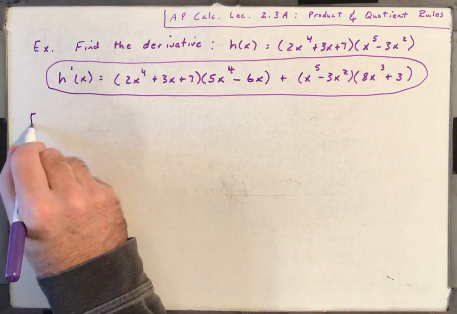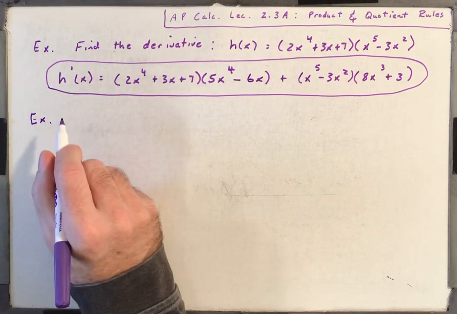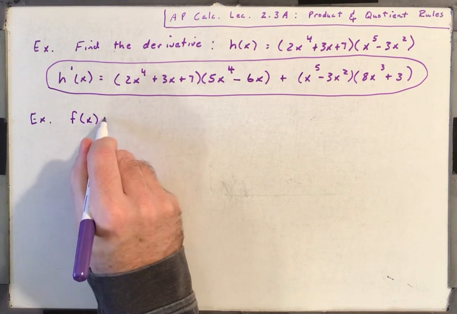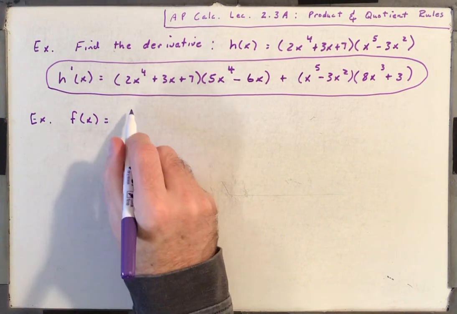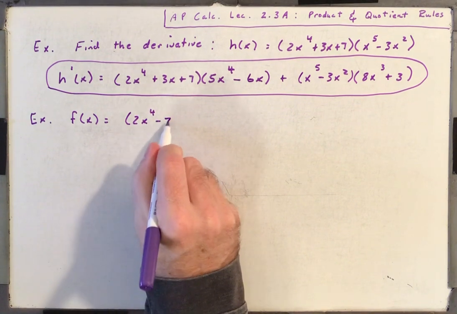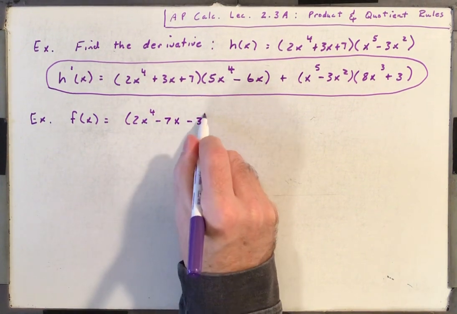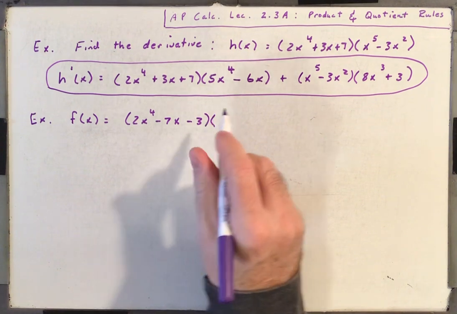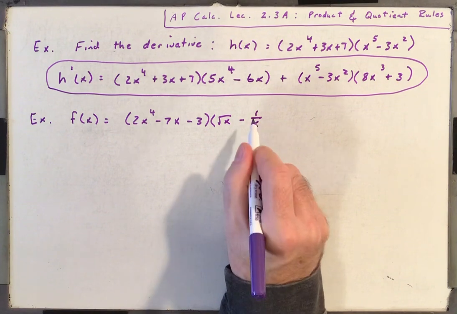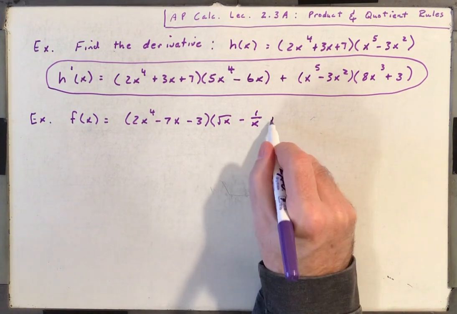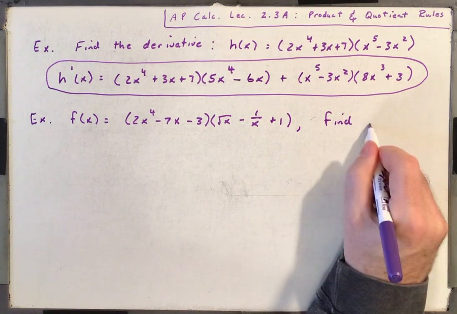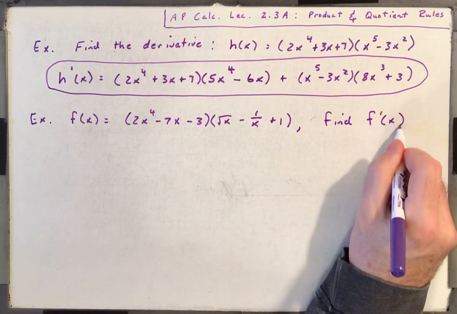Okay, last product rule example. Let's say f of x is equal to 2x to the fourth minus 7x minus 3 times root x minus 1 over x plus 1. And we want to find f prime of x.